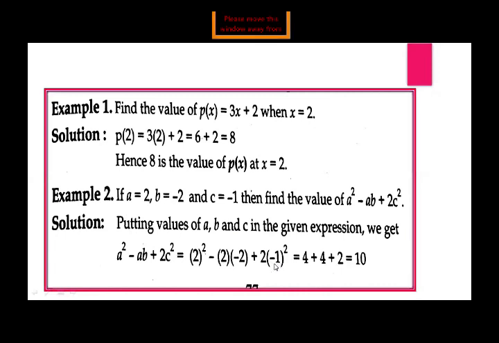Keep in mind, now that plus 1 is multiplied by plus 2. Answer is plus 2. Now at the end we observe that with 4 and 2 there is a plus sign. So we add that, getting answer 10. So the value of the given polynomial or the algebraic expression is 10.